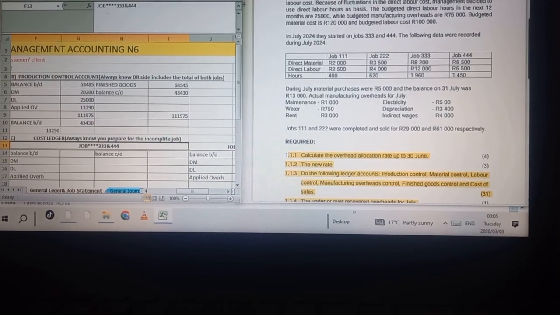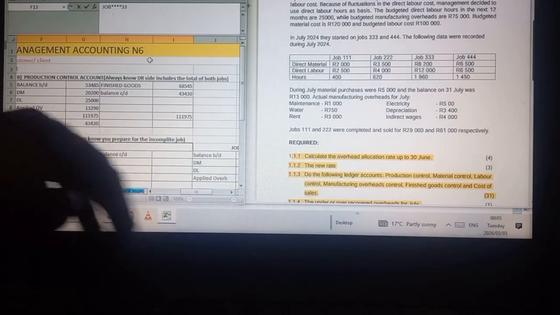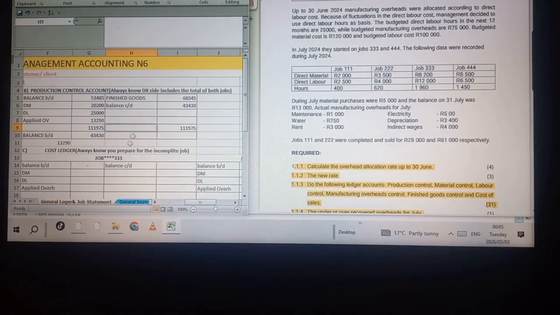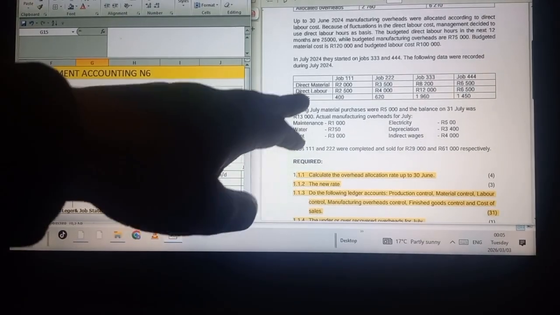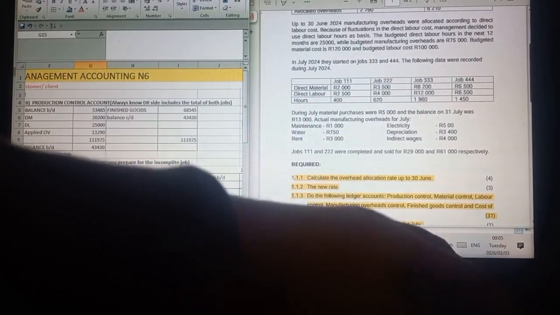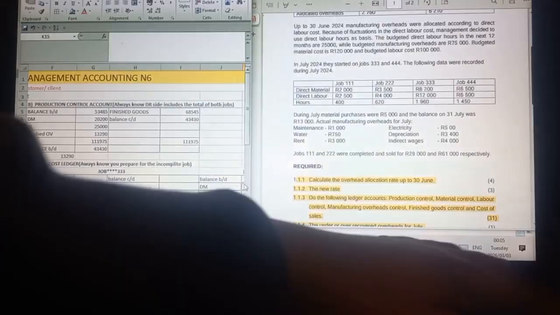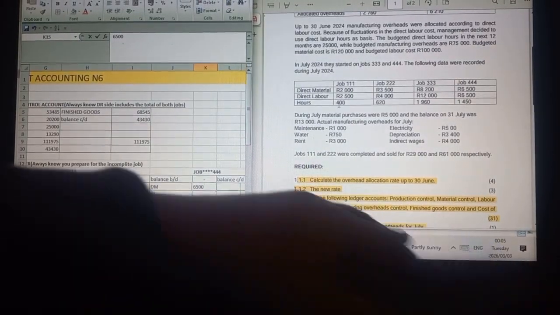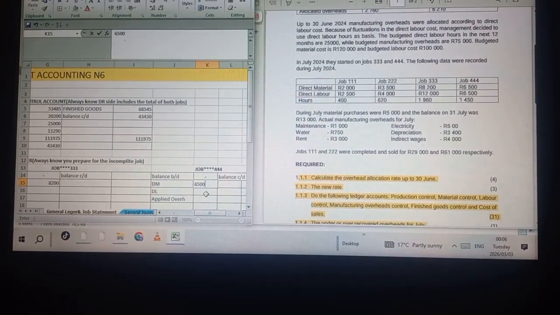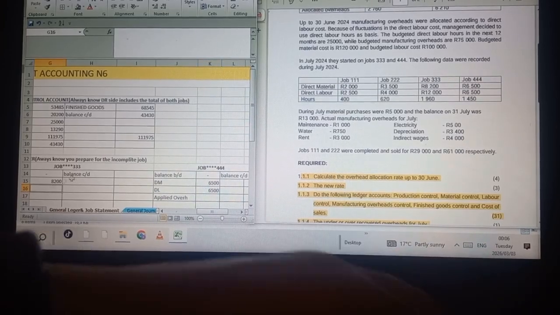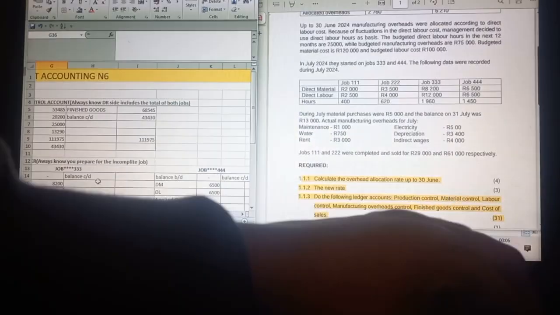Direct material for 333, direct material 8,200. And then for 444, 6,500. Direct labor for 444, 6,500 again. And then for 333, 12,000.